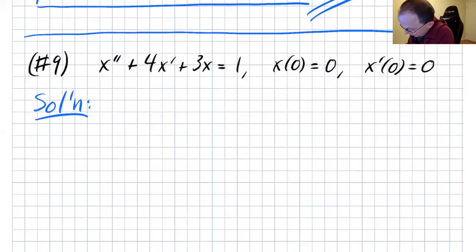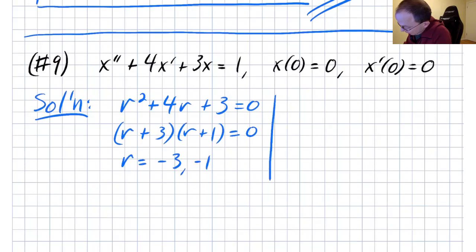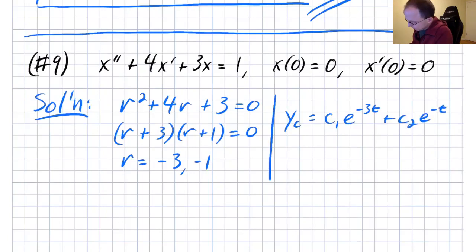So the chapter 2 way, we have to first solve the homogeneous equation. So we get (r+3)(r+1) = 0. So r is equal to -3, -1. And so the complementary solution is going to be C1 e^(-3t) + C2 e^(-t). Okay, so there's our complementary solution.